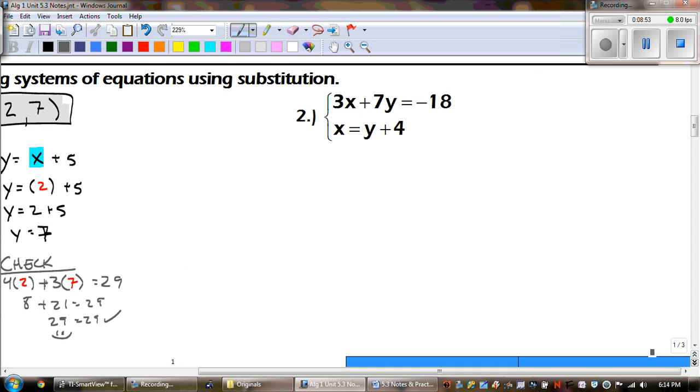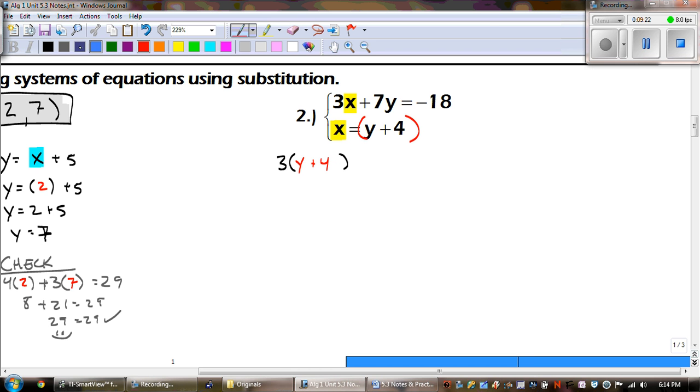All right, number 2. The y is not always going to be the one that's by itself. Sometimes it's the x. So the x is by itself, and I'm going to put parentheses around it. That's step 1. That's all we have to do. Now, step 2 is we are going to plug in for the variable. And so x was by itself. That's what I'm going to plug in for.